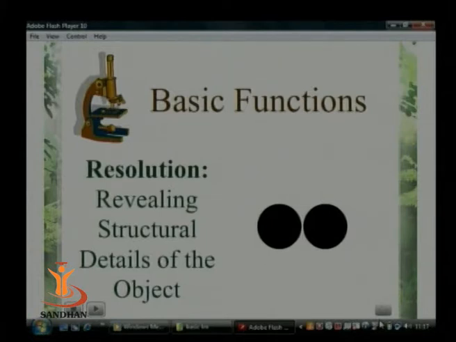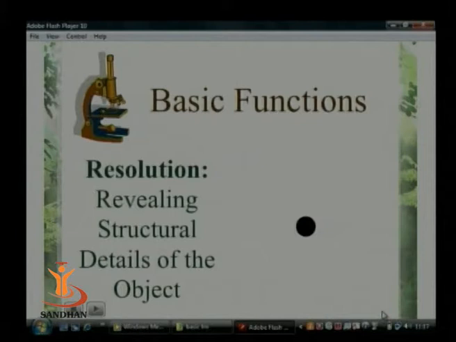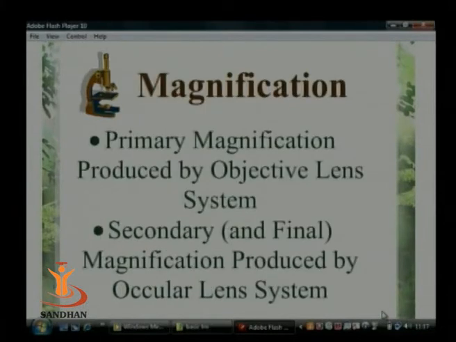So both the magnification as well as the resolving power of the microscope are very important in the study of microorganisms, as they provide enlargement accompanied by resolution, making it possible to have structural details about the object. The next slide shows how magnification is actually achieved in the microscope.